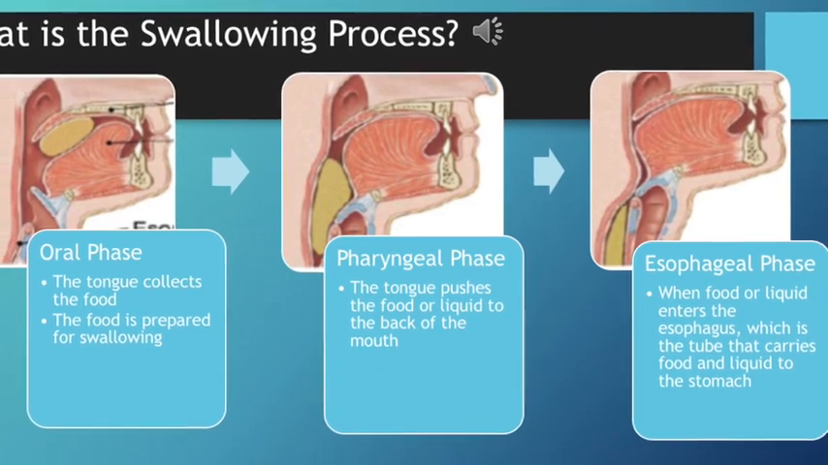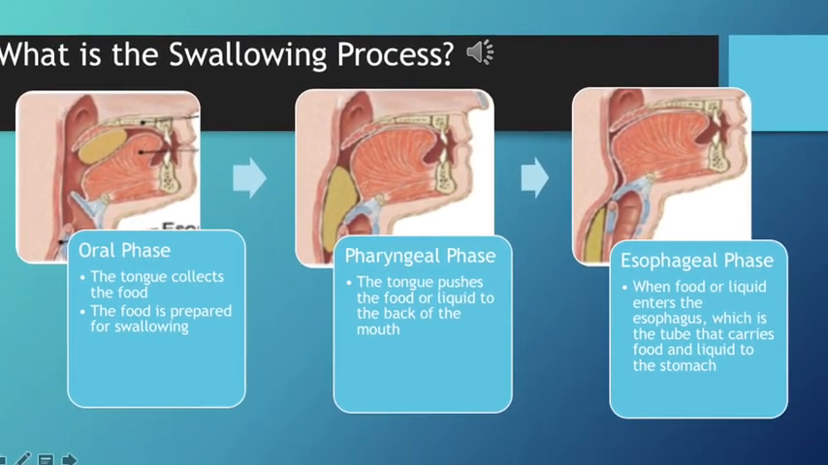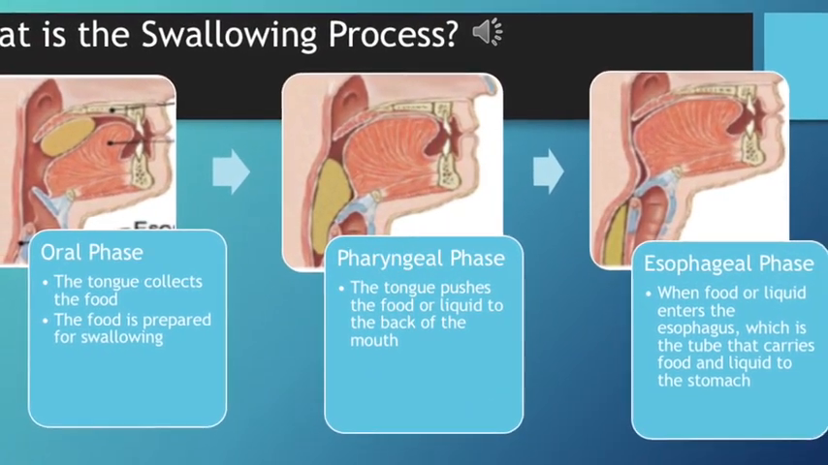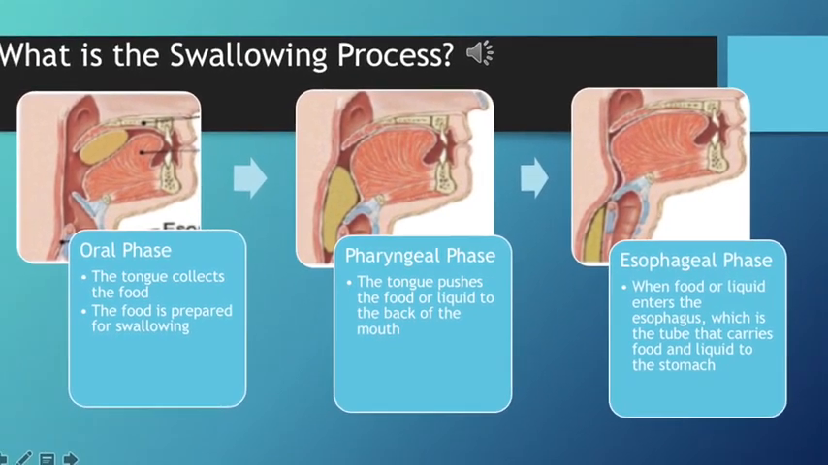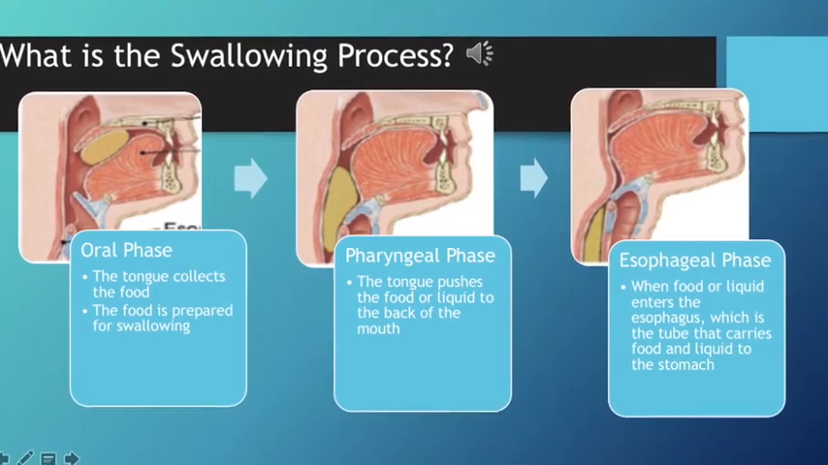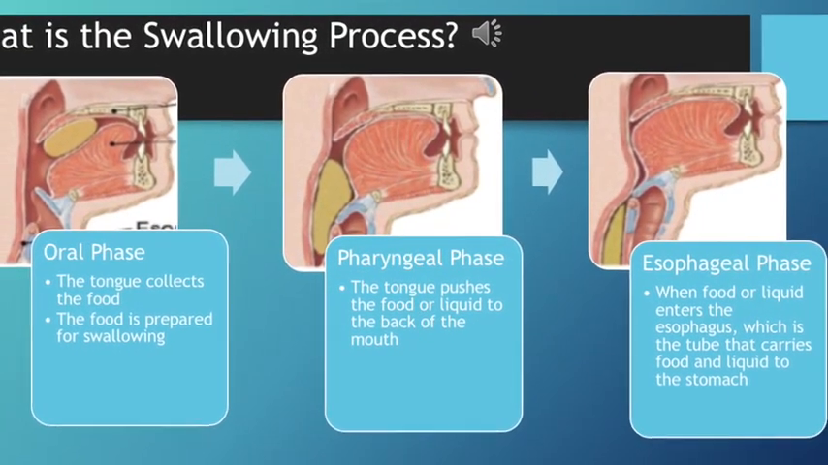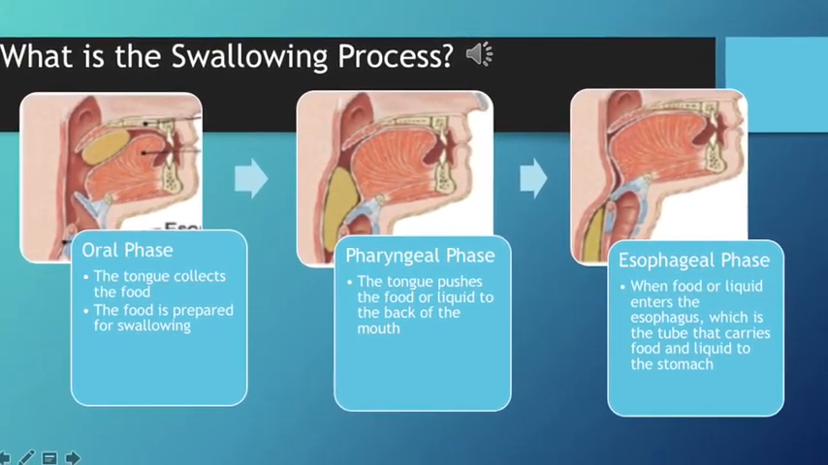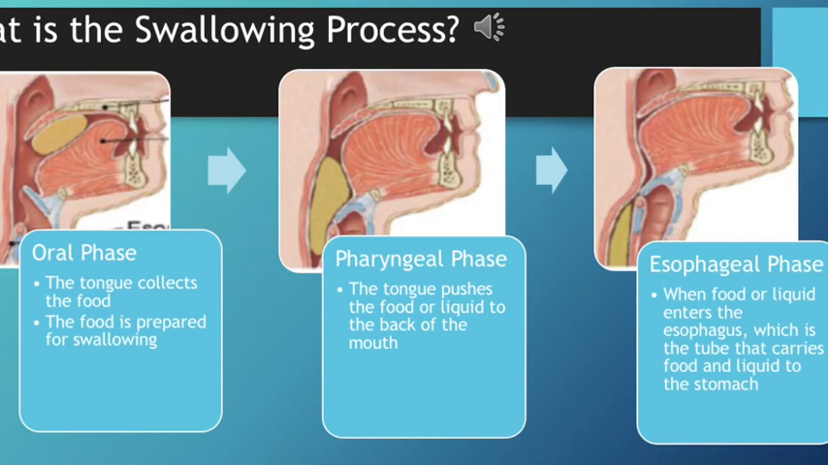In order to truly understand the significance of dysphagia, it is important to understand the process of swallowing. Swallowing is a complex process in which muscles and nerves work to obtain food in the mouth, prepare it, and move it from the mouth to the stomach. This is done in 3 phases: the oral, pharyngeal, and esophageal phase.